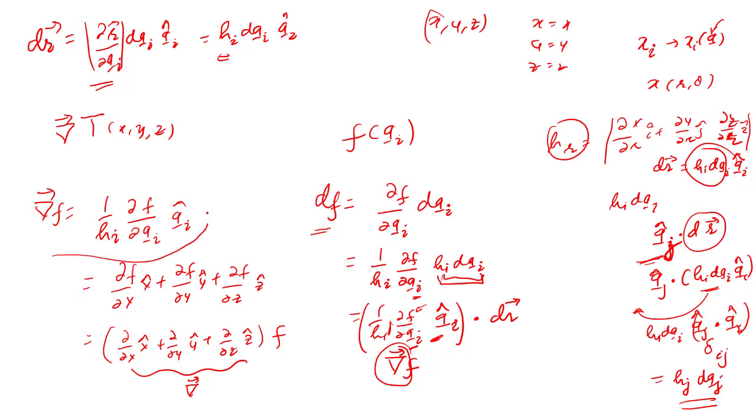So this is the general definition of the gradient, and you can get the scale factors by expressing x in terms of x of qi. And once you have the scale factors, you know how to look at the gradient. For example, if I take the spherical polar coordinate system, let's do this as an example. We are going to derive scale factors for the spherical polar coordinate system, and write the gradient in spherical polar coordinates.